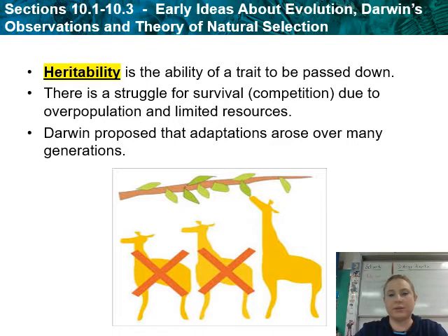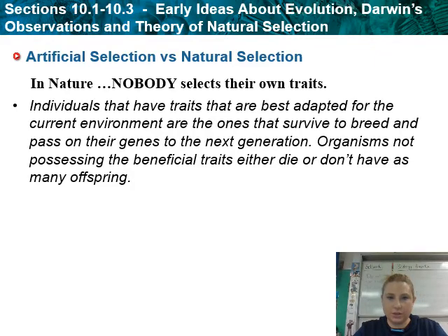Like my picture down below, I've got these giraffes. The tree, the leaves are super, super tall. If a lot of giraffes are being born with short necks, they're not going to be able to reach those leaves, eventually leading to giraffes with longer and longer necks to reach up and grab the leaves that they want to eat. So in nature, nobody selects their own traits, right?